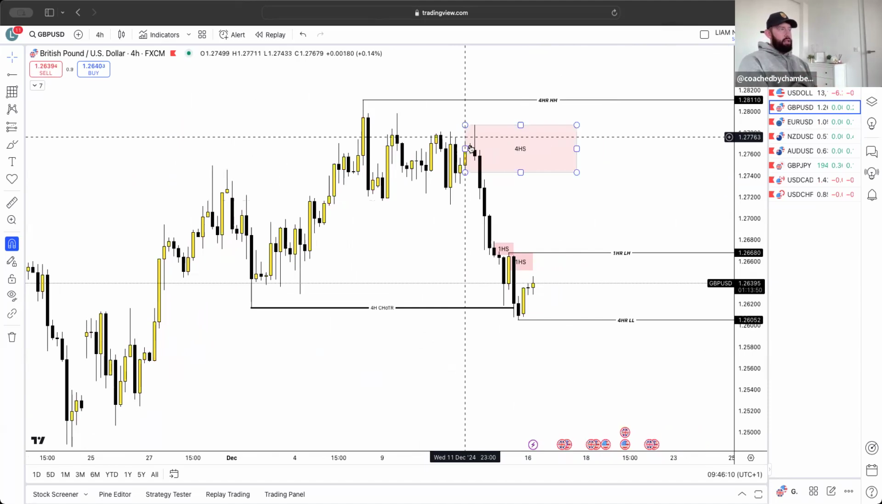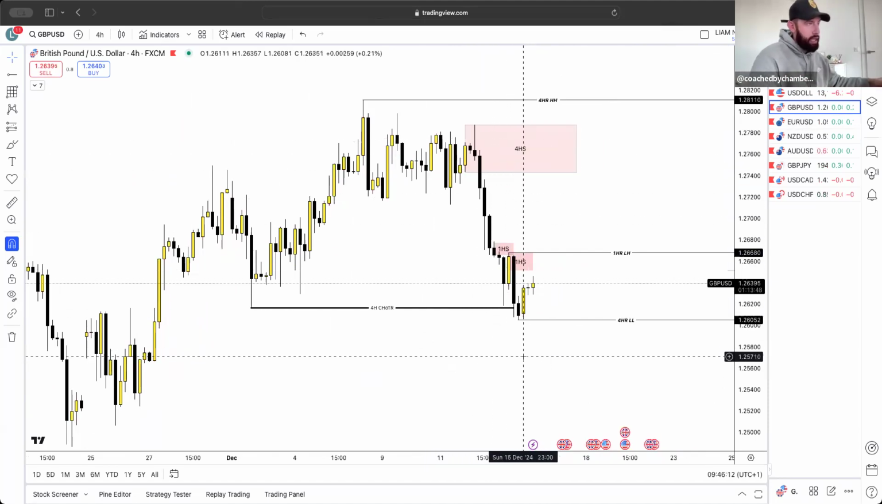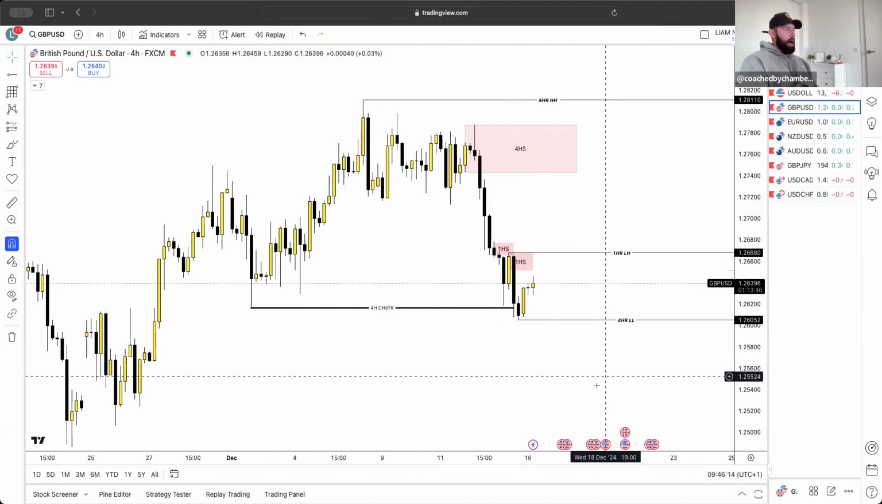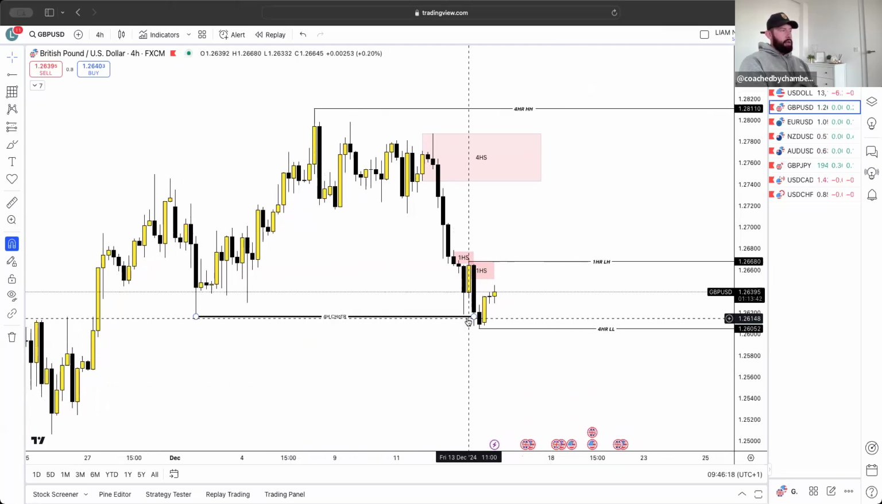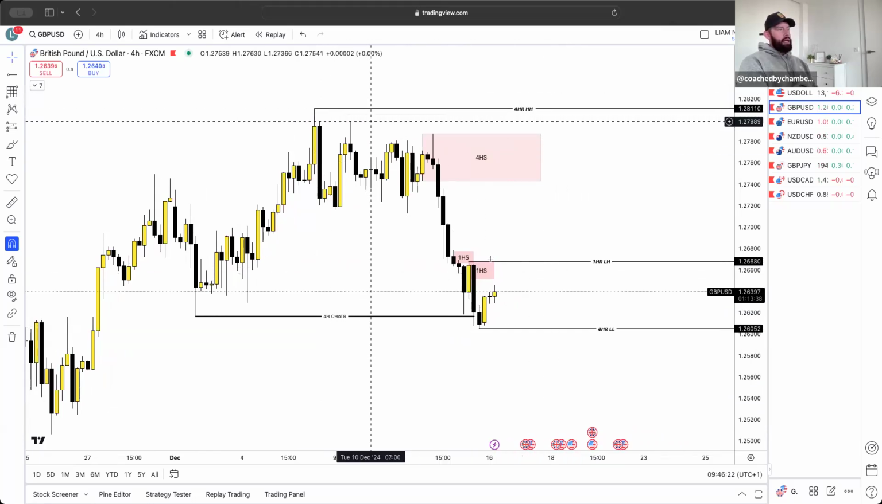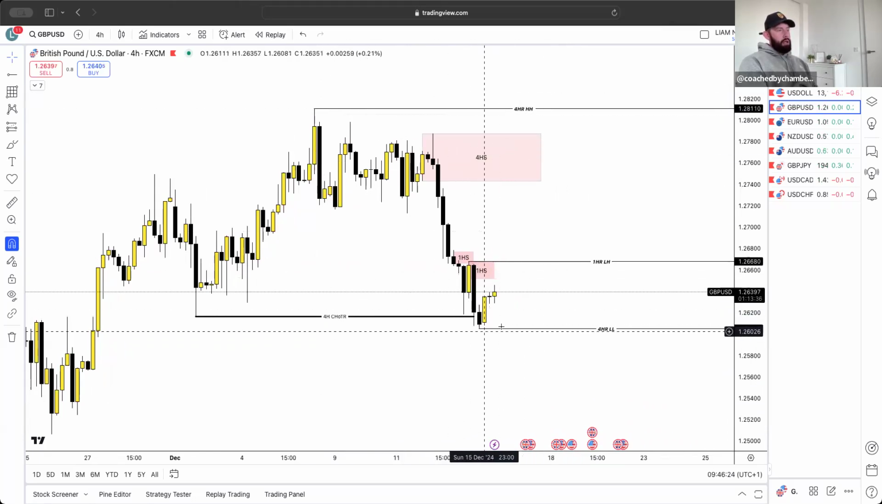We have literally just dropped off like a crazy madman. And this is the exact same thing. So we have had that 4 hour change of trend. We've got our 4 hour higher high and now our 4 hour lower low.